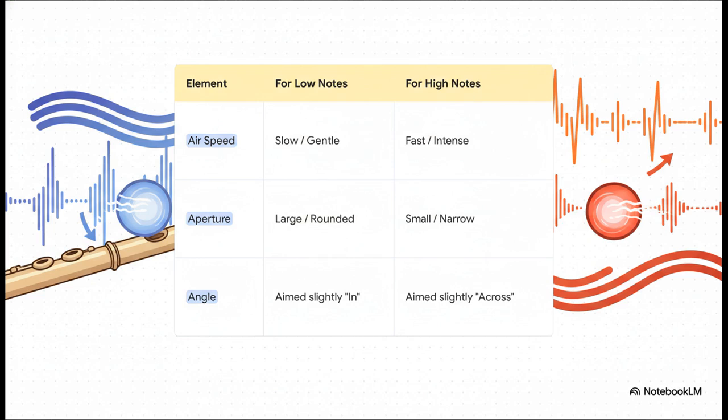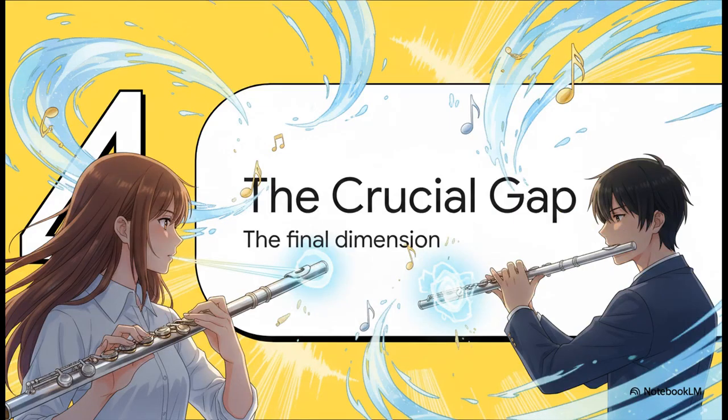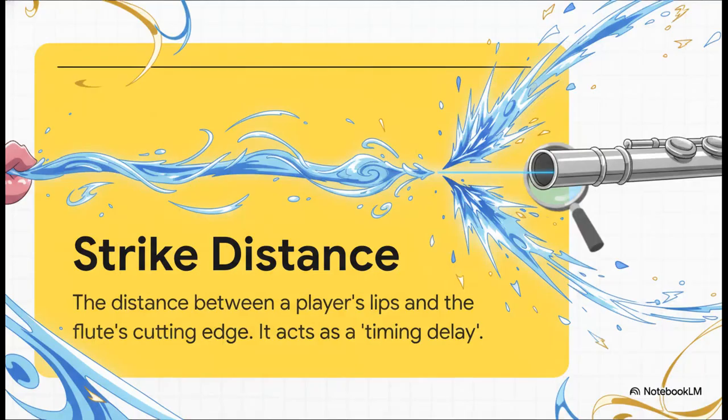It's amazing. But wait, there's more. There's one last, really subtle piece to this whole puzzle, and it's all about the actual space, the gap between the player and the flute. This is called the strike distance. A good way to think of it is like a runway for the air before it takes off. And the length of that runway, that tiny little gap, it shapes the whole character of the sound before the air even gets to the cutting edge.